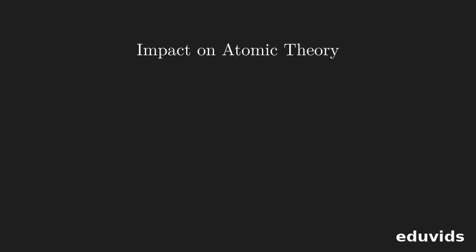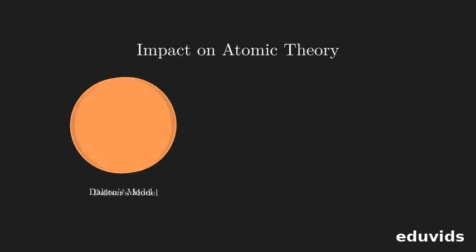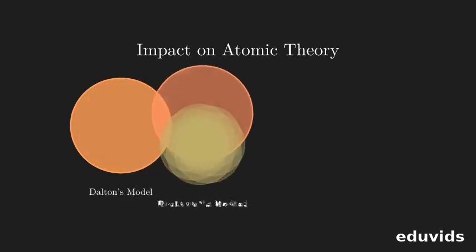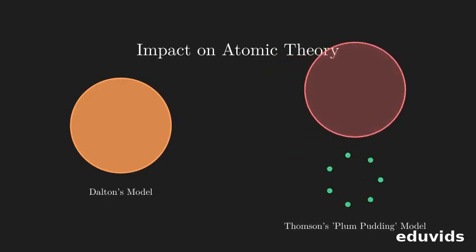This finding revolutionized our understanding of matter. It proved that atoms were not indivisible spheres as previously thought by Dalton. Instead, atoms had smaller, negatively charged components, the electrons. This led to new atomic models, like Thomson's plum pudding model, where electrons were embedded in a positive sphere.